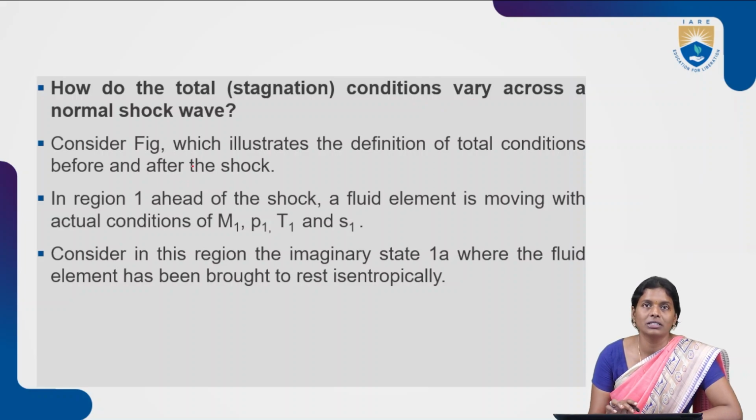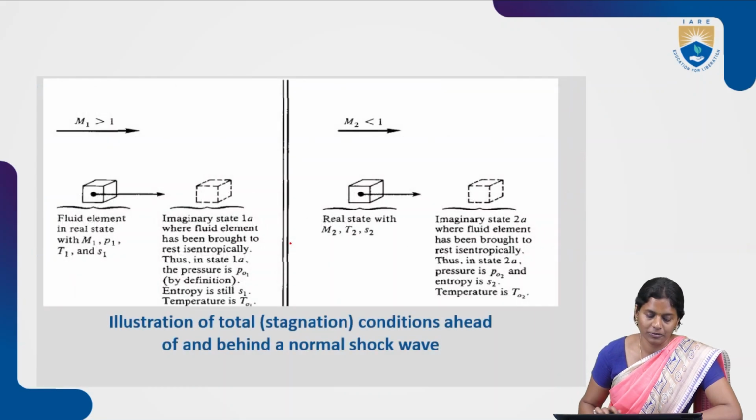Now we will be considering one figure that illustrates the definition of total condition before the shock wave and after the shock. So in region 1, we already know that ahead of the shock wave we will have this temperature and pressure, and we have included the entropy. So considering this region, the imaginary state 1 is where the fluid element has been brought to rest asymptotically. So we are taking a fluid element.